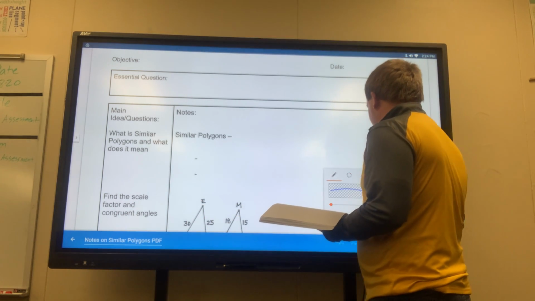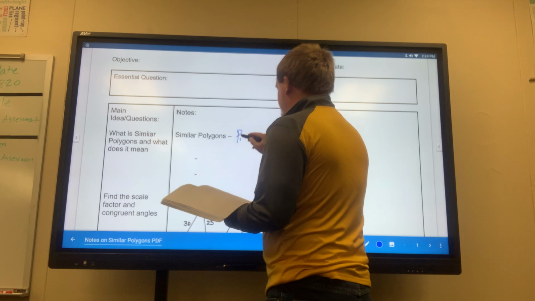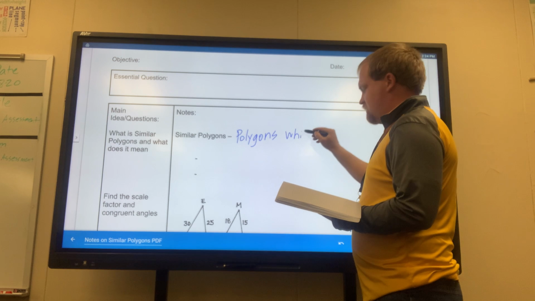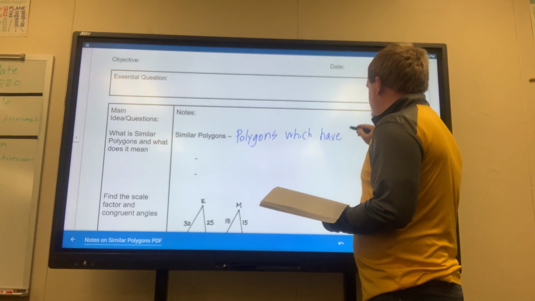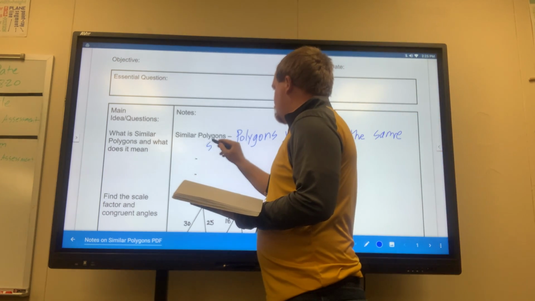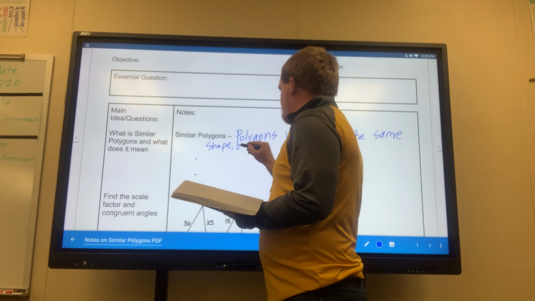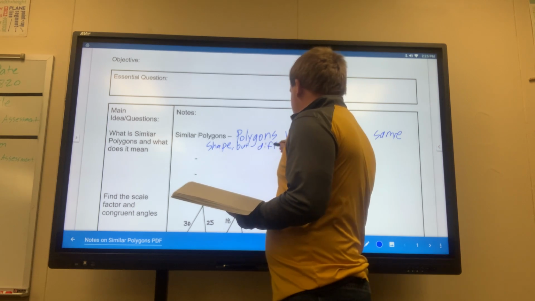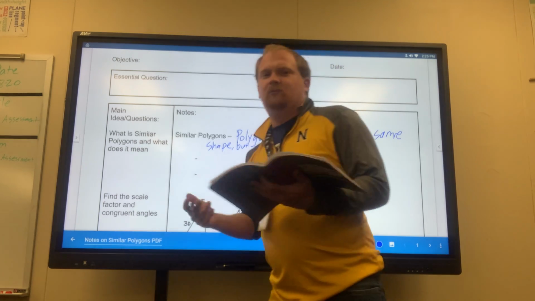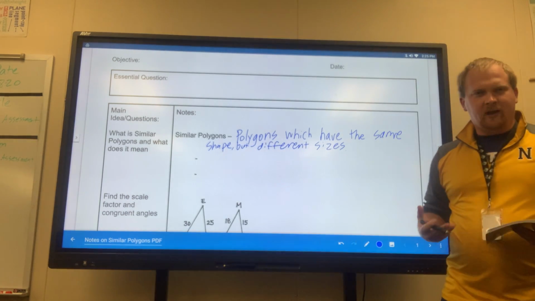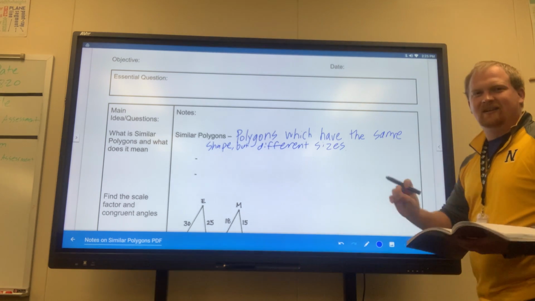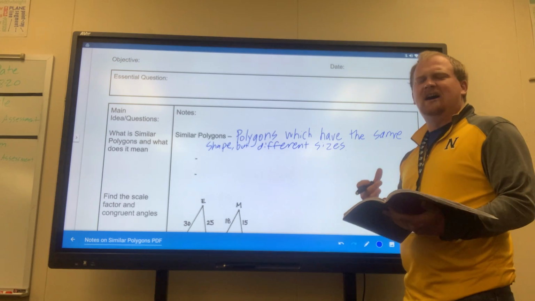Similar polygons are polygons which have the same shape but different size. Just like what we said before, they're going to have the same shape. The shape is going to be very similar. It's going to be basically the same, but it's going to be a different size, though.